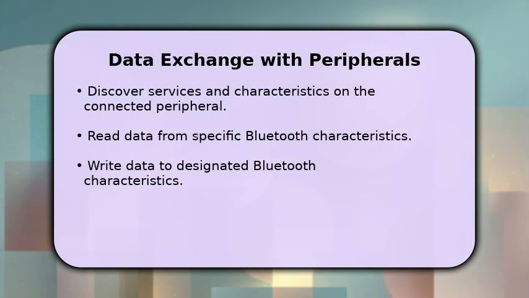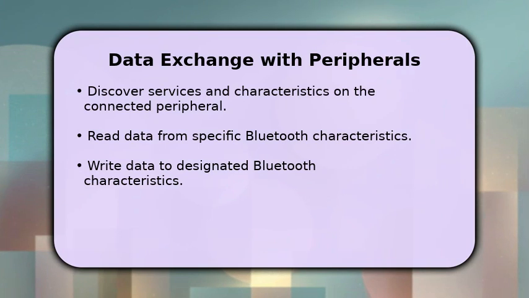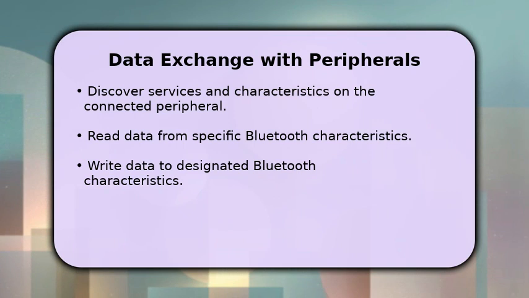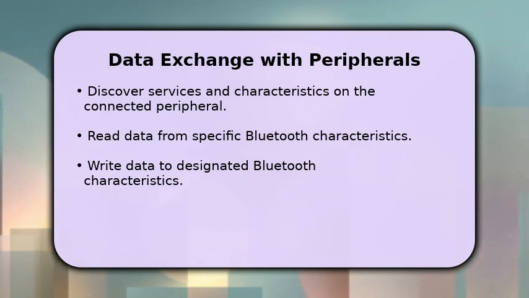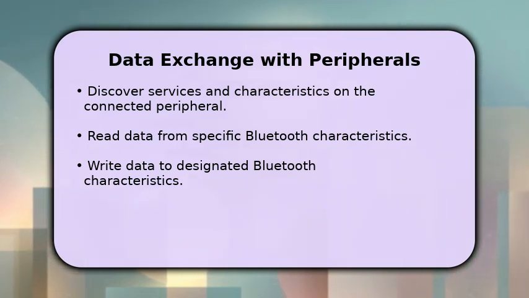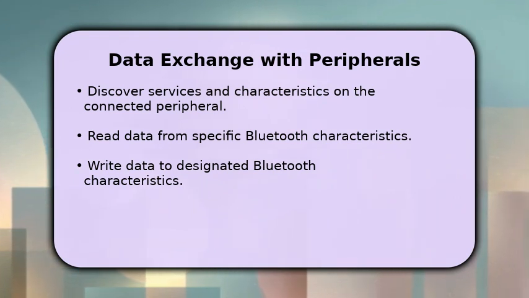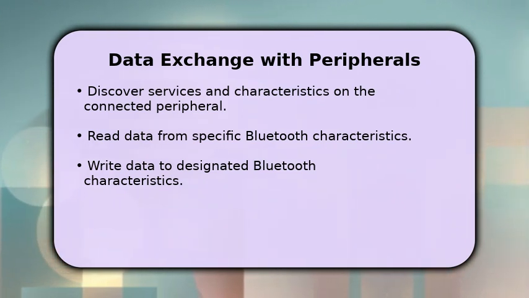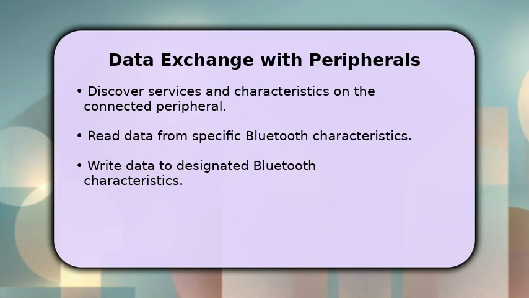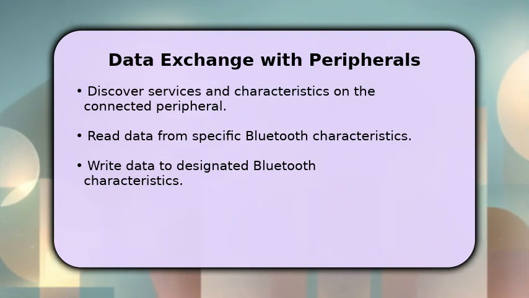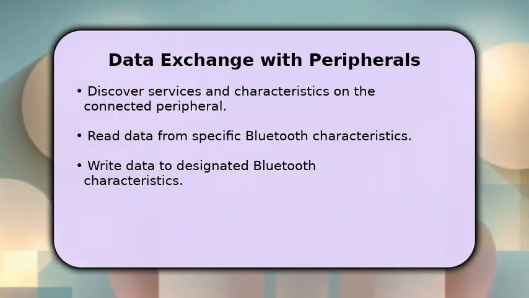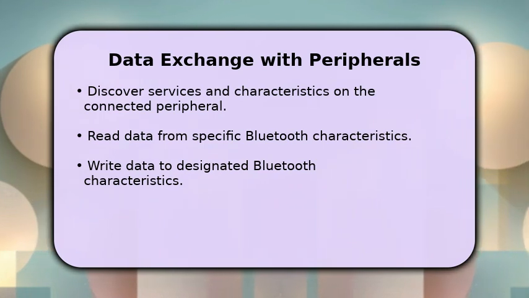Finally, let's talk about exchanging data with your connected peripheral. After establishing a connection, you'll need to discover the services and characteristics offered by that device. These characteristics are where the actual data resides. You can then read data from specific characteristics or write new data to others. For continuous updates, subscribe to characteristic notifications. This allows your app to receive real-time information without constant polling, making your application highly responsive.